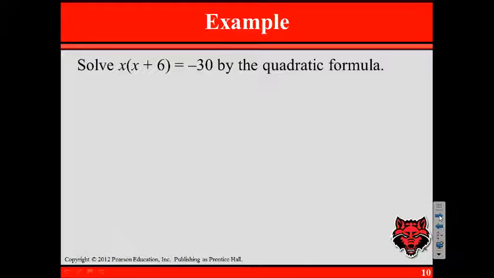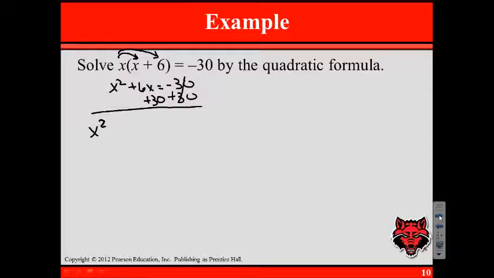Let's try another example. We want to solve x times x plus 6 equals negative 30 by the quadratic formula. So we begin by distributing our x on the left-hand side. That gives us x squared plus 6x equals negative 30. We then add 30 to both sides so we can have a quadratic equation in standard form. And we're left with x squared plus 6x plus 30 equals 0. So now we can find a, b, and c. A equals 1, b equals 6, and c equals 30.